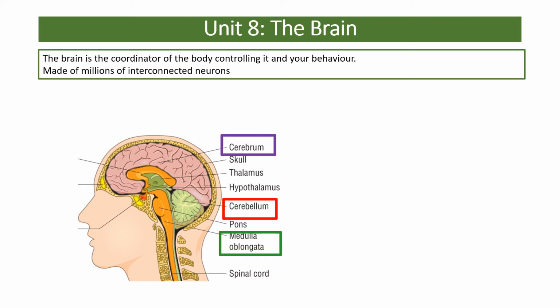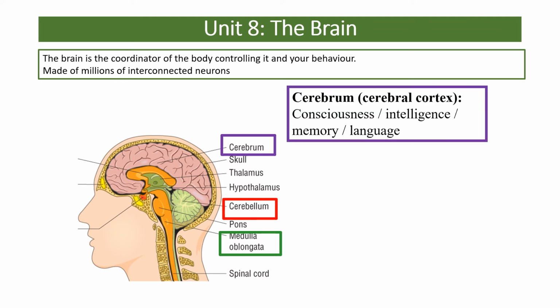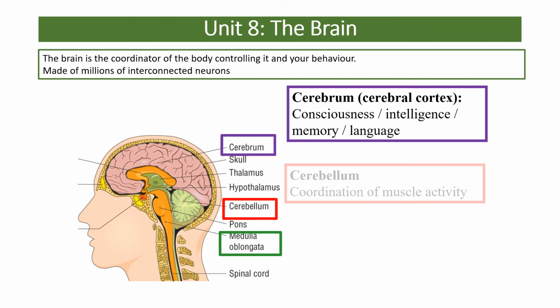So the first section, highlighted in purple, is the cerebrum or the cerebral cortex, and that is involved in your consciousness, your intelligence, your memory and your language. So I always think of this as, this is what I think of the brain as, this outer layer, this sort of pink layer, and I always think in my head that brain gives us our intelligence and our sort of personality. You've then got the cerebellum at the back, and your cerebellum is in control of your muscular activity.